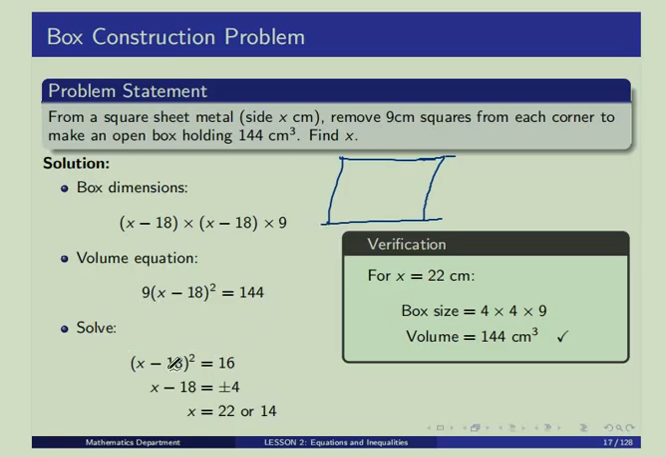If you divide by 9 both sides, you get this. Take the square root, you get plus or minus 4. Remember, every time you take a square root of any number, you get plus or minus. Then you can solve by bringing minus 18 to the other side. So x is equal to plus 4 plus 18, or minus 4 plus 18. So you get 22 and 14 respectively.